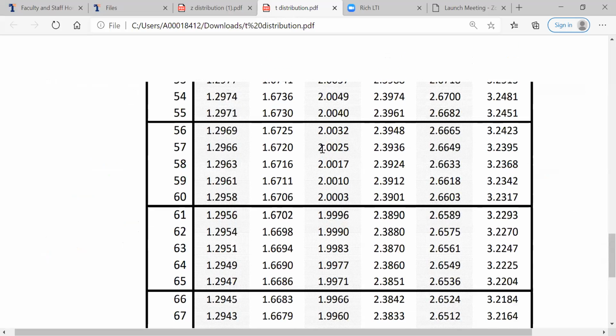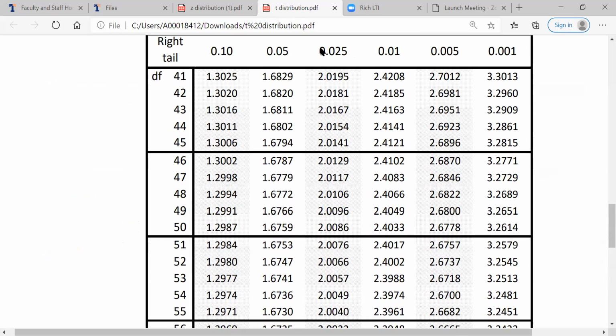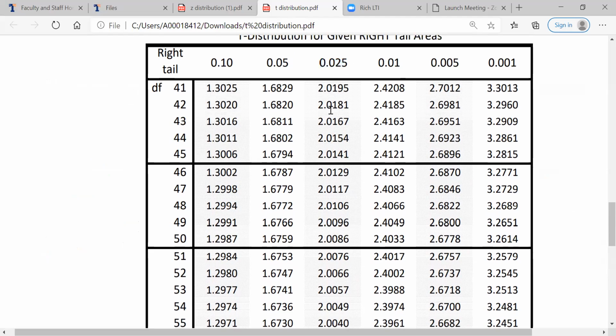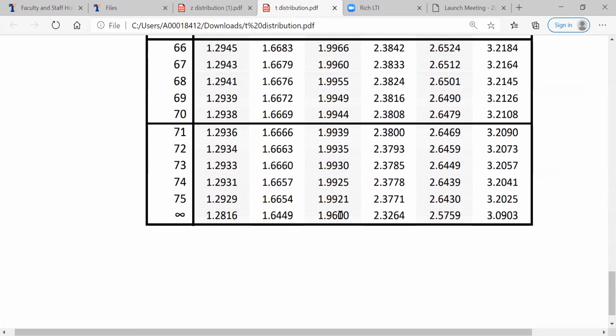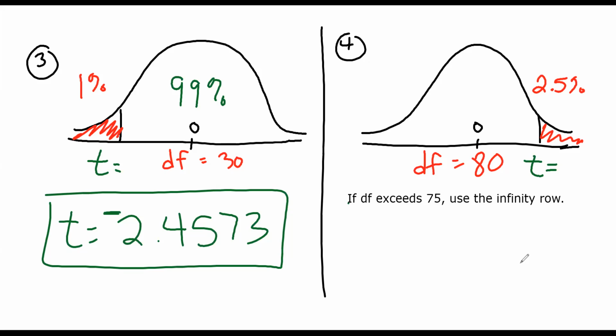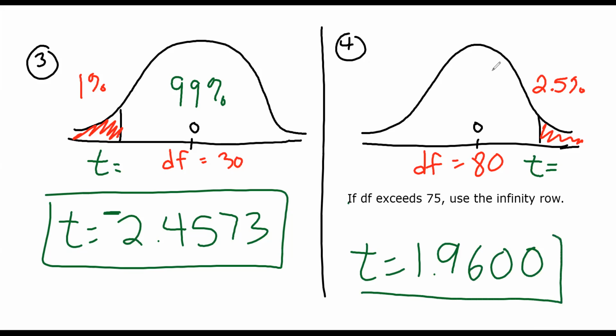2.5%, I believe, was the third column. Yes, it was. We want the infinity row because our degrees of freedom has exceeded 75. And our z-score, excuse me, our t-score is 1.96. 1.9600. Should you write those last two zeros? Well, it's significant to 4 decimal places, so I would write them.